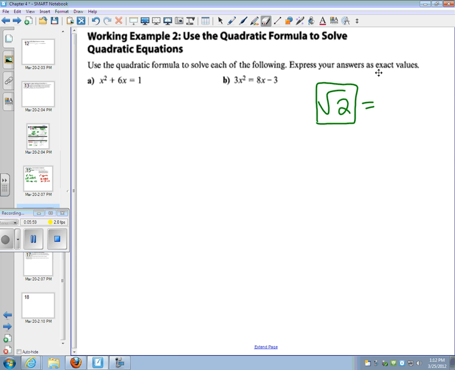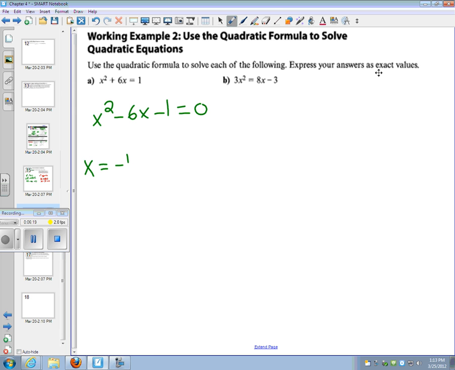So we're going to have to use some of our radical skills here. Okay, use the quadratic formula to solve each of the following. The first thing we have to do for A is bring the 1 over. Now we're just putting it into the formula. X is equal to negative b plus or minus the square root of b squared minus 4ac, all divided by 2a. And I write it out each and every time just so I remember and I don't make any mistakes.